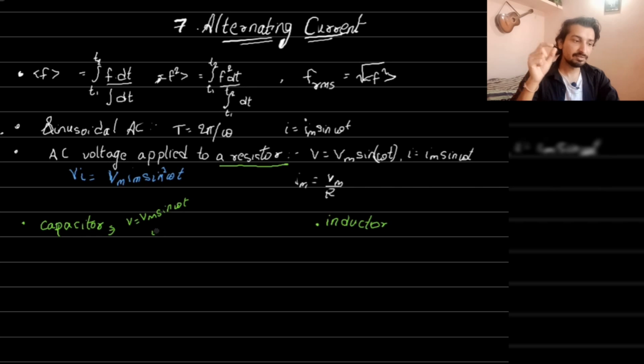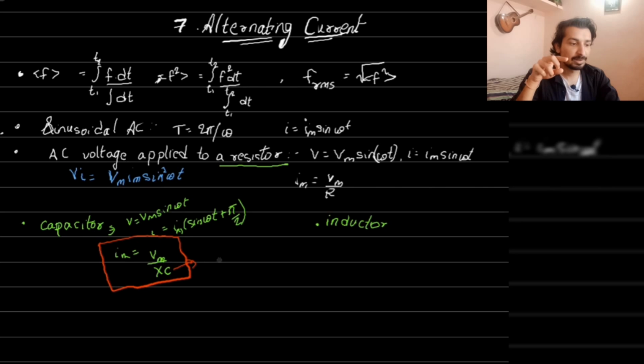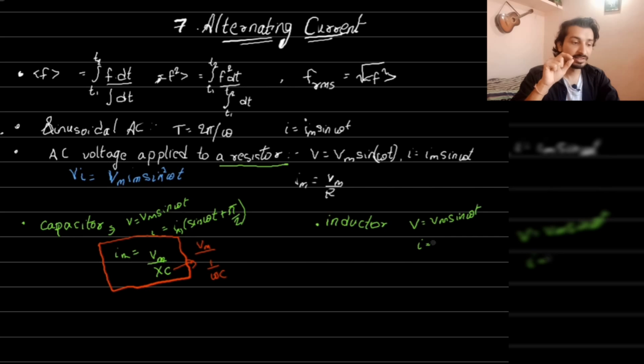Then you have a capacitor. Whenever you attach an AC source to a capacitor, you get V is equal to Vm sin omega t, I is equal to Im sin omega t plus pi by 2. So there is a phase difference of pi by 2 between current and potential. And Im is equal to Vm by Xc. Here instead of R you get Xc. That Xc term acts as a resistance. It behaves like a resistance, and that Xc is nothing but 1 by omega C.